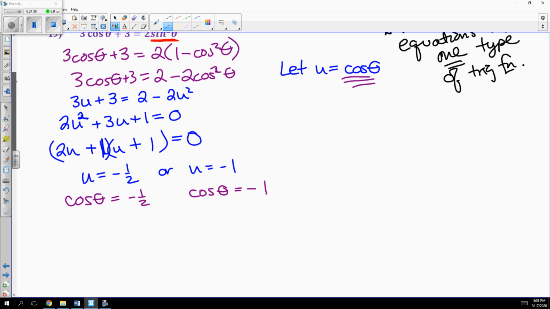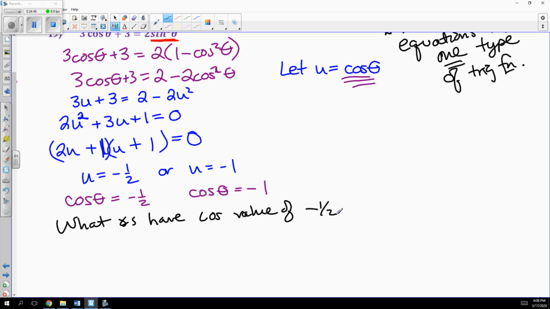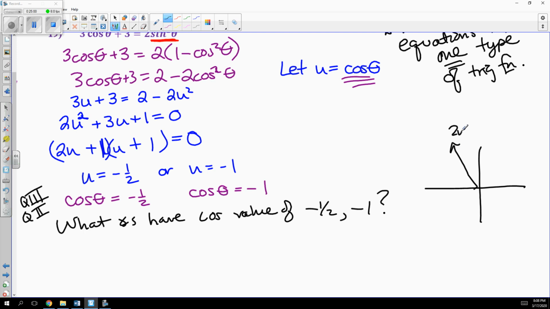So remember, I want to know what angles have a cosine value of negative 1/2 and negative 1. That's really what I'm trying to focus on right there. So cosine is negative in quadrant 2 and in quadrant 3. Sorry, I should have done that first. So it's going to be at 2 pi over 3 and also at 4 pi over 3. And it's going to be negative 1 on the negative x-axis at pi, right?